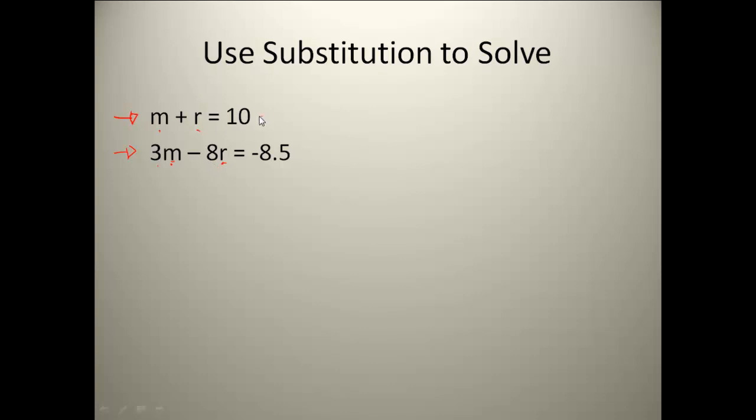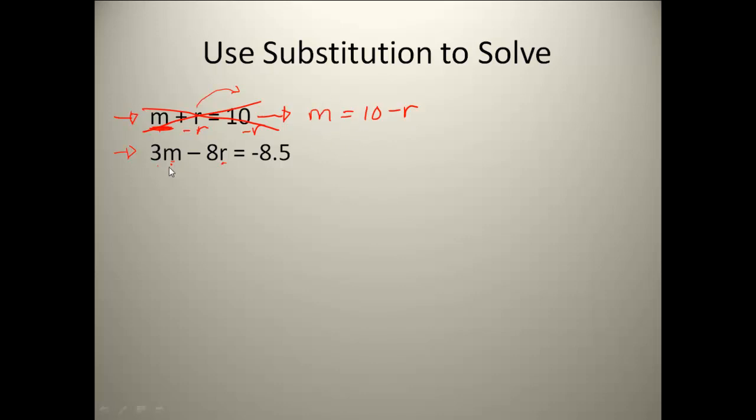So I'm going to take this top equation and solve it for one of my variables. I'm going to solve it for m. Well, in order to do that, I have to move the r to the other side of the equal sign, and I do that by doing its inverse, so I need to subtract r. So I'm left with m is equal to 10 minus r. Same equation, just rewritten.